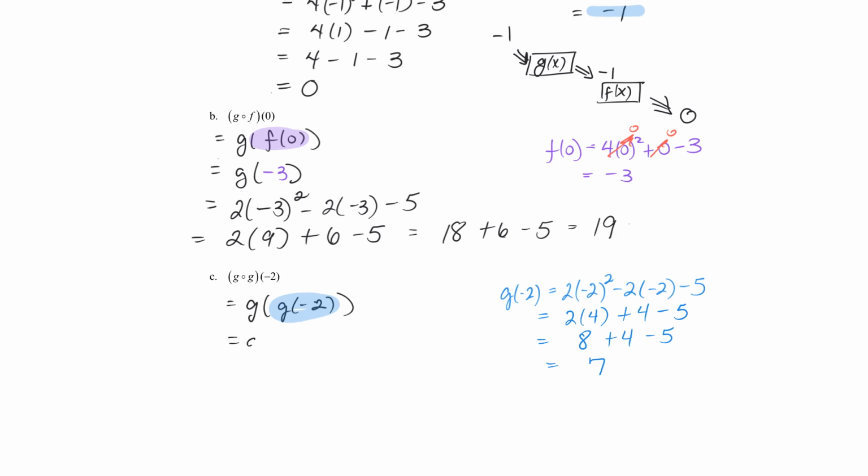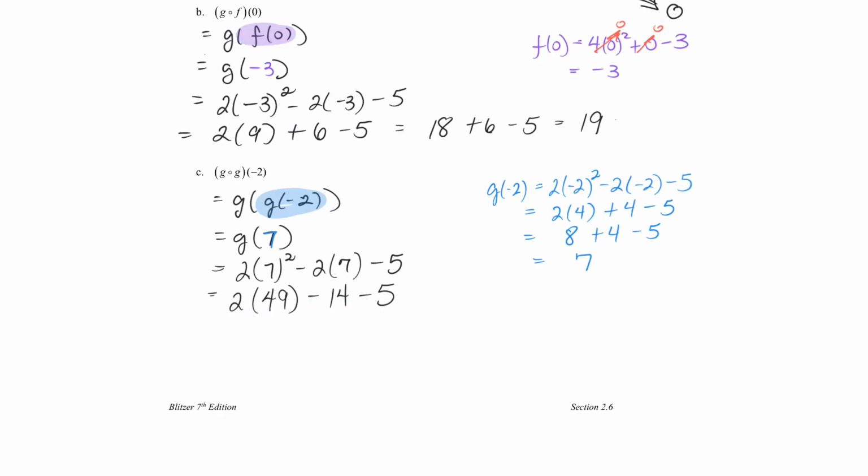So I'm going to be finding g of 7. And following my rule for g, it's going to be 2 times 7 squared minus 2 times 7 minus 5. So 2 times 49 minus 14 minus 5 is equal to 98 minus 14 minus 5, which is equal to 79. So g of negative 2 is equal to 79.